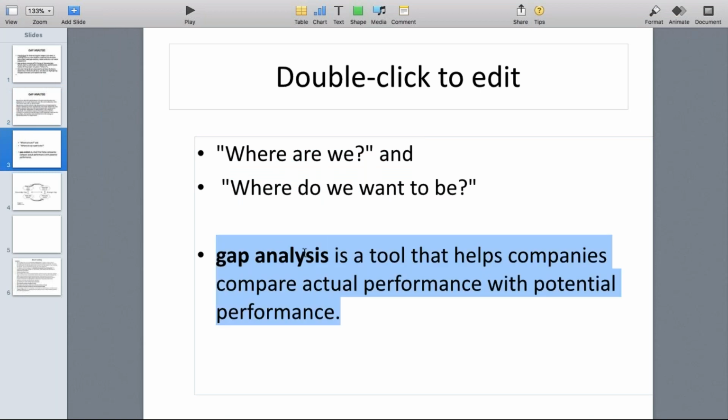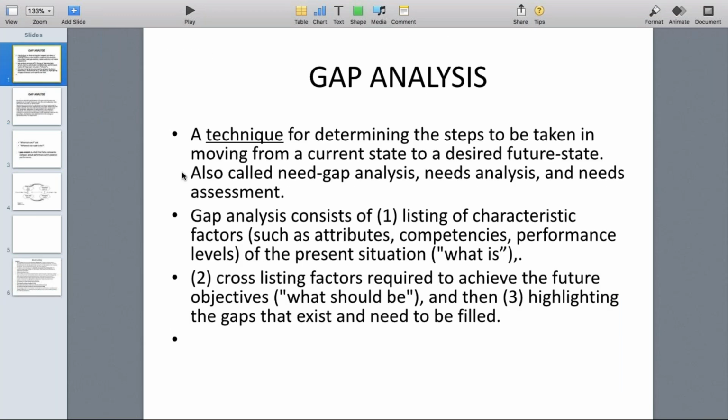Gap analysis is a tool. Tool means it is not any software. It is a method, a tool that helps companies compare actual performance with potential. You have something where you can do that, but you don't know how to do it. Actual performance with potential performance. That is all about gap analysis.